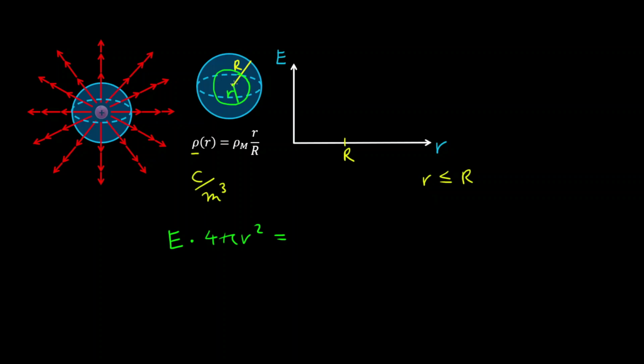And that's equal to the charge enclosed in that surface over the permittivity of free space. Now the enclosed charge in that surface can be determined using integration. So we multiply the charge density function, which is rho m by r on the radius of the body, by the differential volume element and integrate that from 0 to r, which gives the charge enclosed within that interior surface, which is spherical.